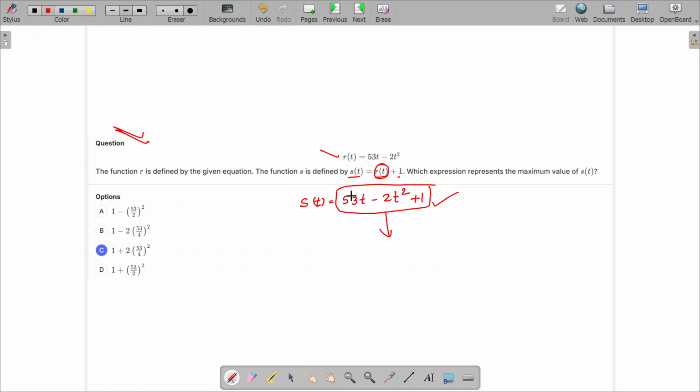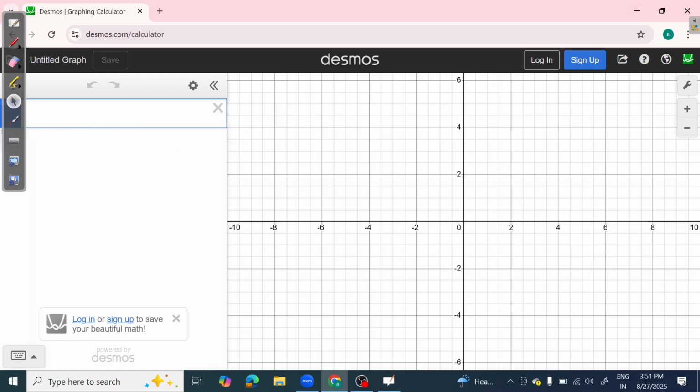Let's do one thing. Let's plug it into Desmos. But my question is, can we directly put it on Desmos? No, because Desmos does not understand any variable other than x and y. So I'll replace t with x. So it is 53, remember this. Okay, let me put it here.